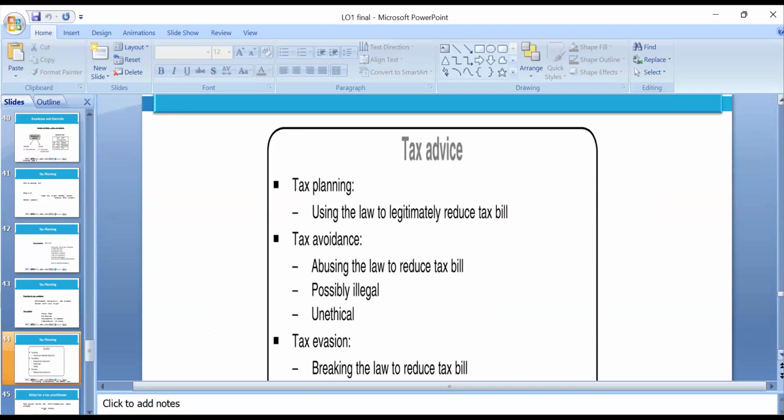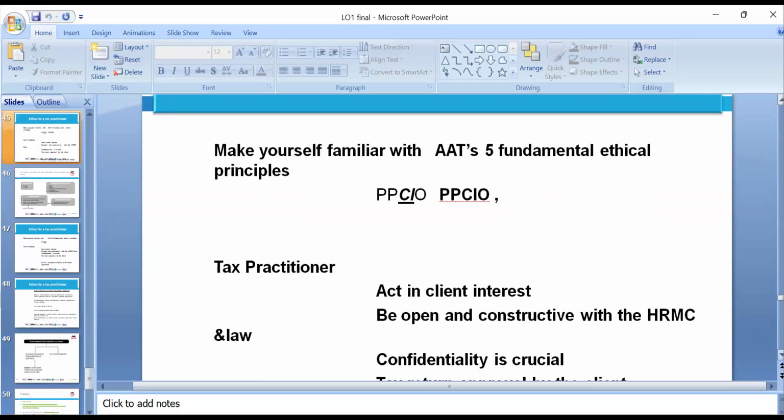Tax planning is using the law legitimately to reduce the tax bill. Avoidance is abusing the law to reduce the tax bill, possibly illegal and unethical. Tax evasion is breaking the law and the rules.